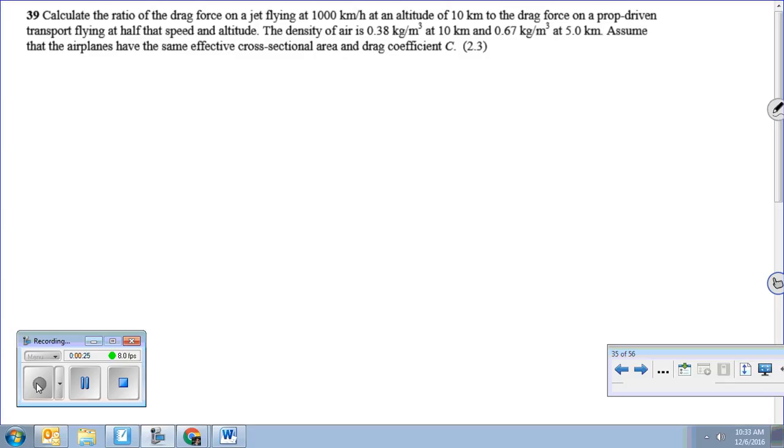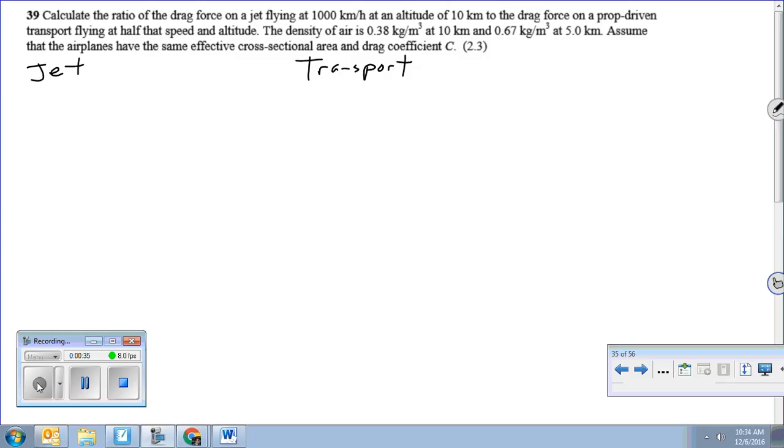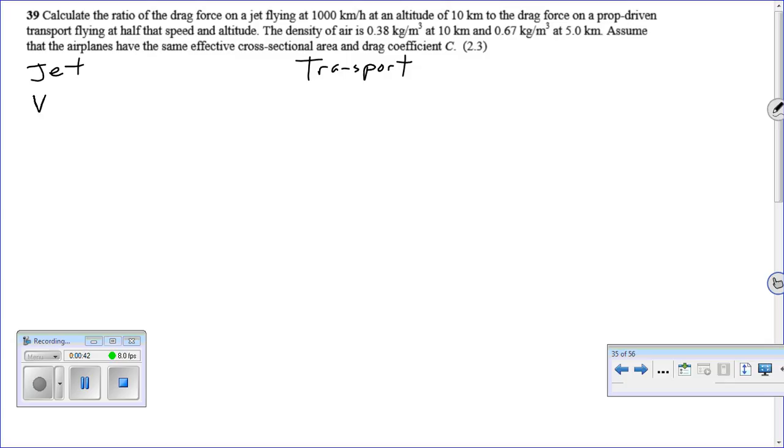All right, so here we go. So we've got a jet, and we've got a transport, right? We are given that the jet is traveling at some velocity, let's just call that v, and that the transport has a velocity of half of that, right?